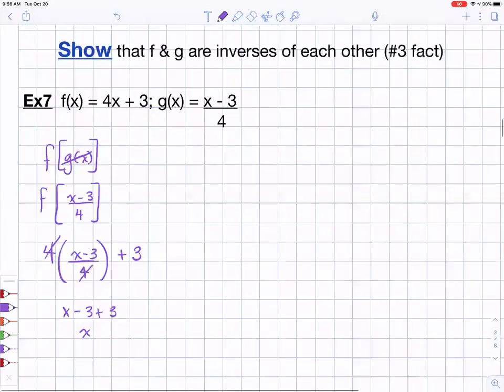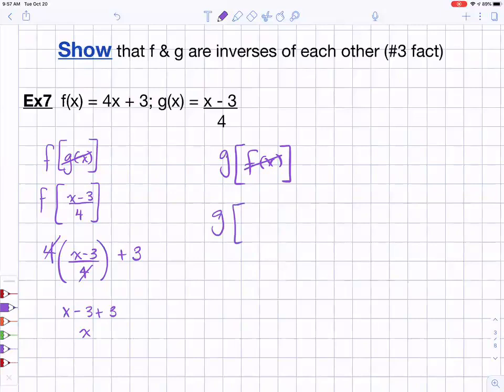Now, like I said, interesting fact number 3 doesn't just say to test f of g. What else does it say to test? G of f. All right, so g of f. All right, so where do we start this time? F of x. So I got g of my f of x is 4x plus 3. And then we would say that this is g of ugly.